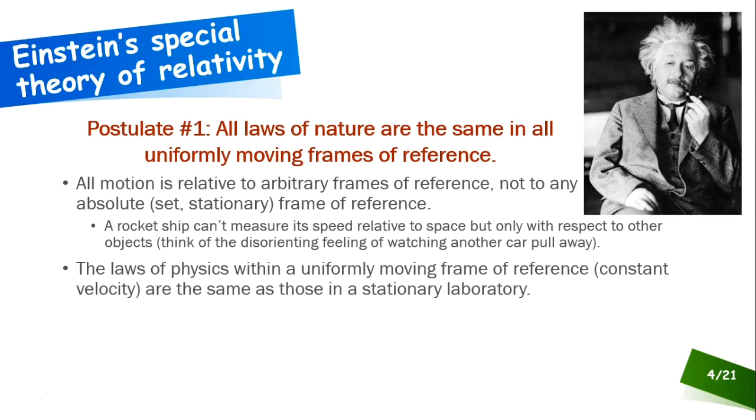But if you're moving at a constant rate, so you have no acceleration, but your velocity is not zero, you have dynamic equilibrium. You're still in a state of equilibrium. So the laws of physics within a uniformly moving frame of reference: if your frame of reference is in motion, but there's no acceleration, then you're going to get the same result that you would get in a stationary laboratory, a frame of reference that's not moving.